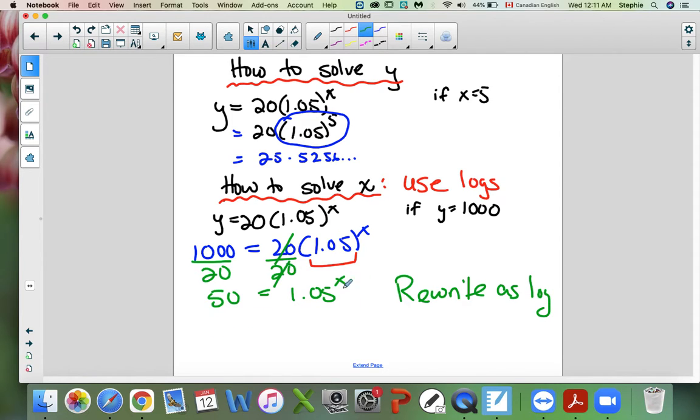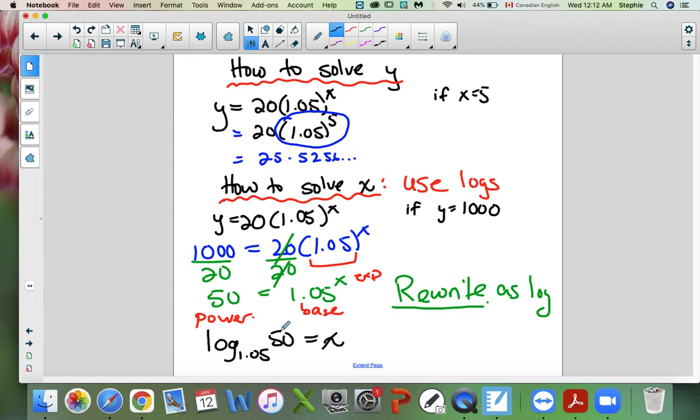So when you're at this point and you have no idea what to do, the only way to solve it is, well, you could do trial and error and sit there with your calculator and go 1.05 to the power of what gives me 50. It's not going to be very helpful. So I ask you to rewrite it as a log, which is going to be like this. So remembering, this is your base, this is your exponent, and this is your power. You're going to rewrite it like this. Log the base on the bottom, the power over here, equals x.